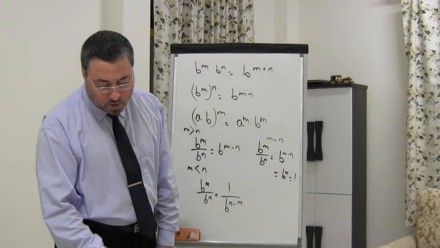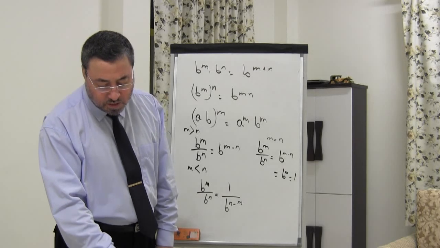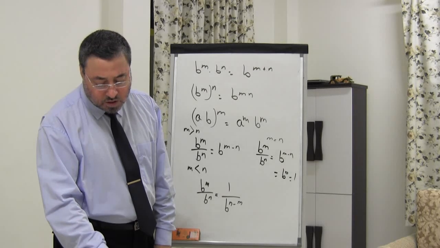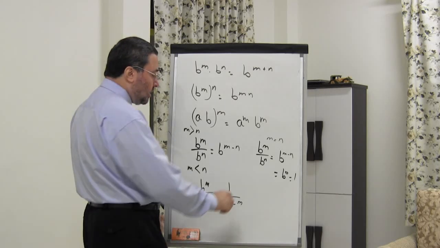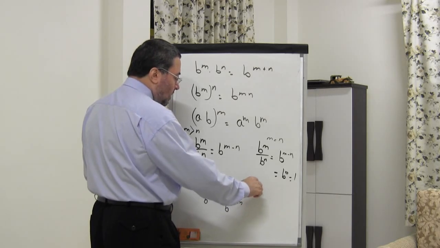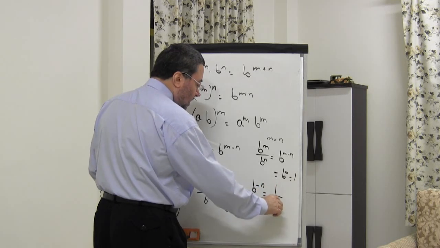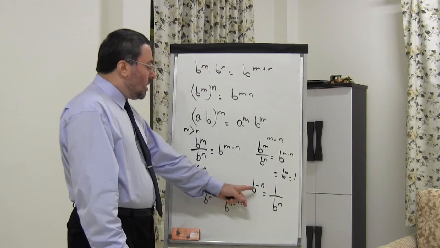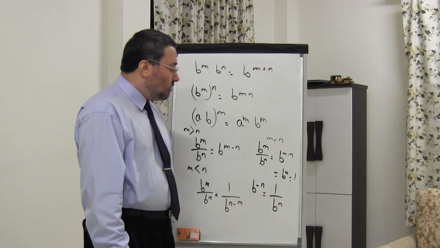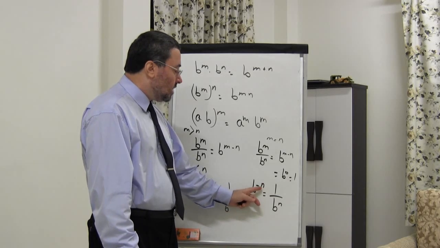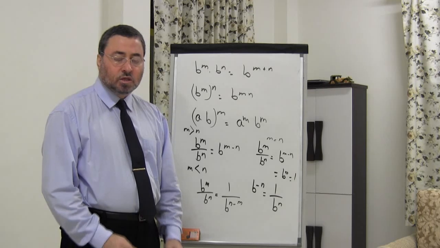Finally, negative exponents, for each non-zero real number b and for each positive integer n. In this case, if we have b raised to minus n, that will equal 1 over b raised to n. We change the sign of this power. Here n is a positive integer.